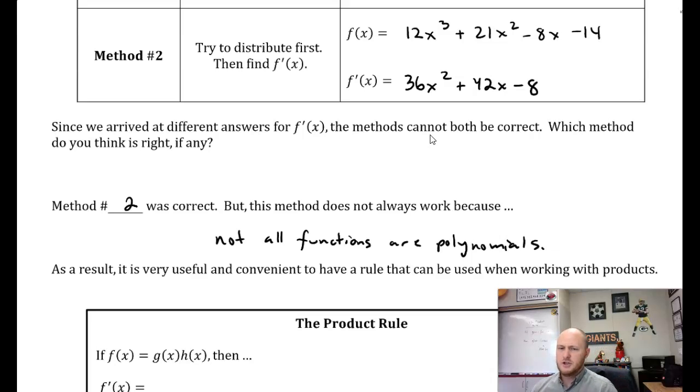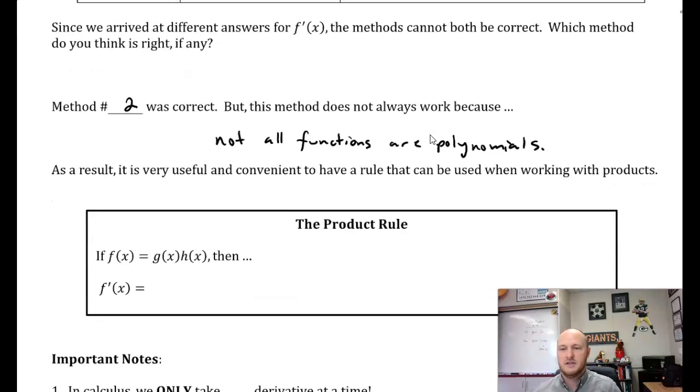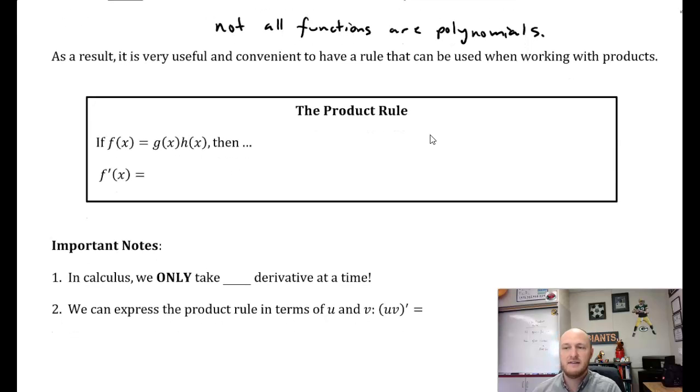So, the conundrum that we are at, it is very useful and convenient to have a rule that can be used when we are working with products. So if I have two functions multiplying with each other, I'm going to use what is called the product rule. The product rule works when you have one function multiplying times another function.